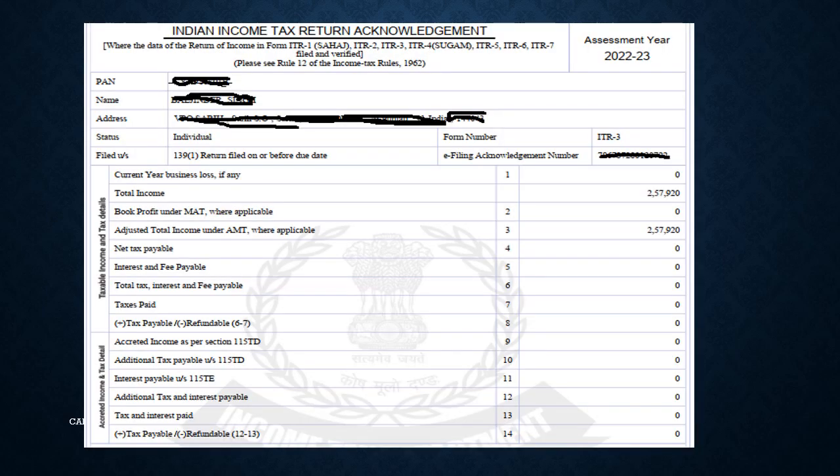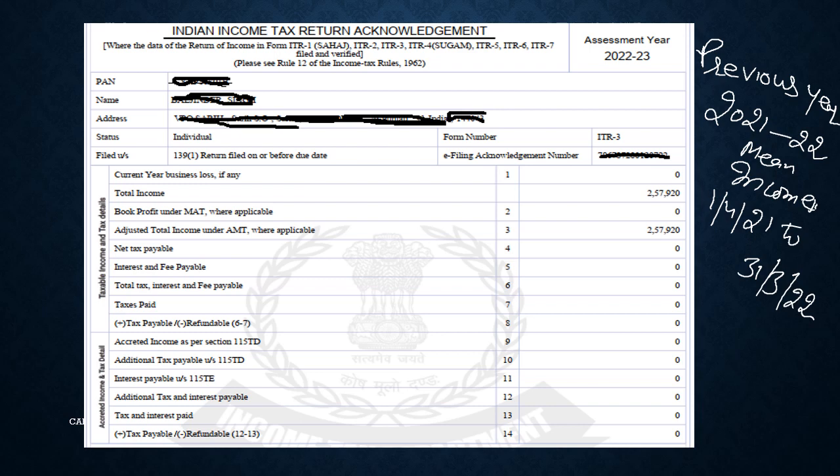Let's see an income tax return acknowledgement slip. Here it mentions assessment year 2022-23. It is clear that the income tax return acknowledgement slip always mentions the assessment year, not the previous year. Most people confuse it as a return of 2022-23, but actually it is a return of previous year 2021-22, meaning 1st April 2021 to 31st March 2022.